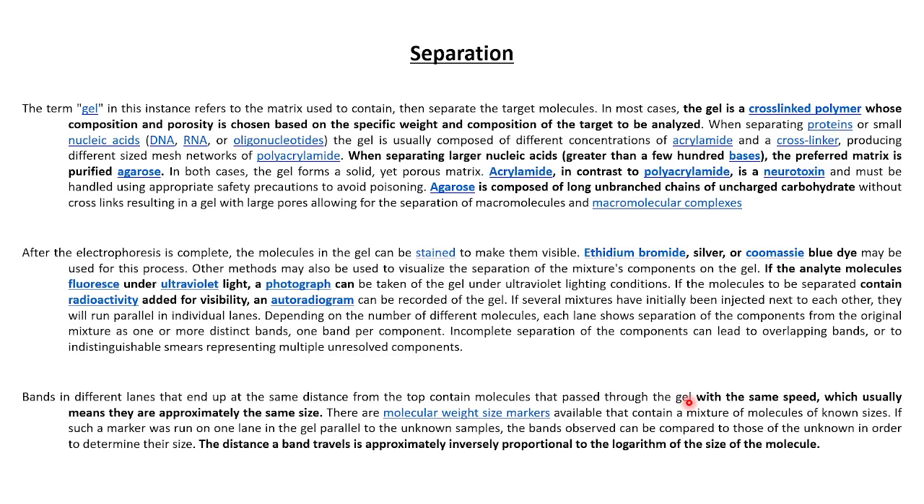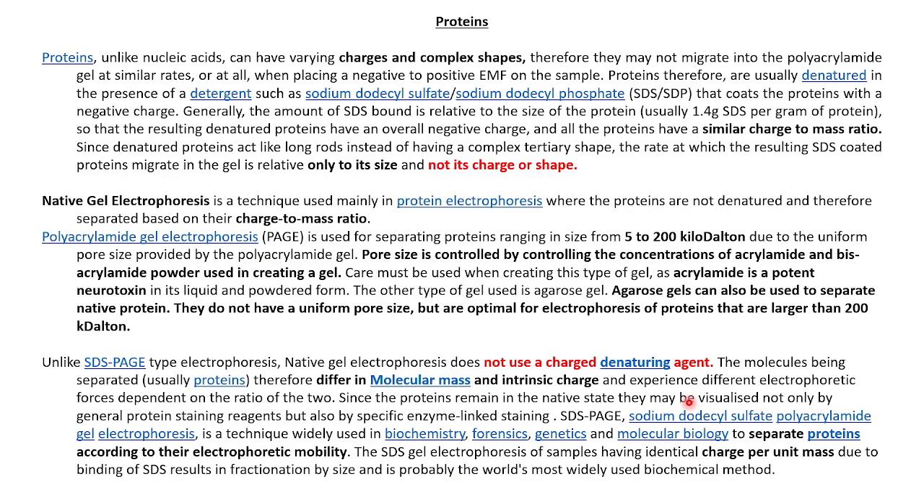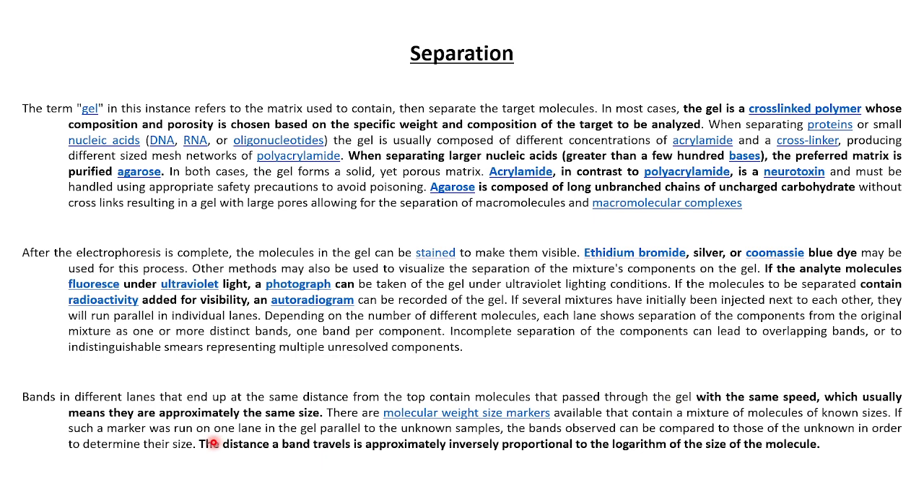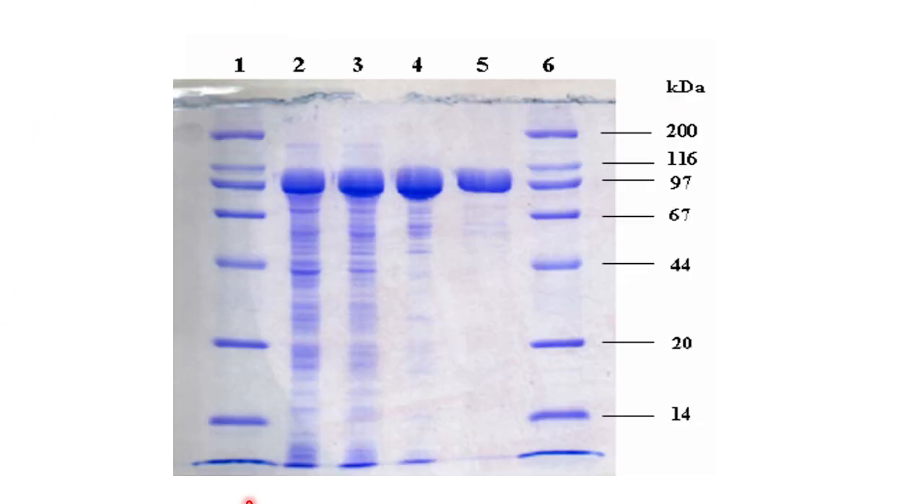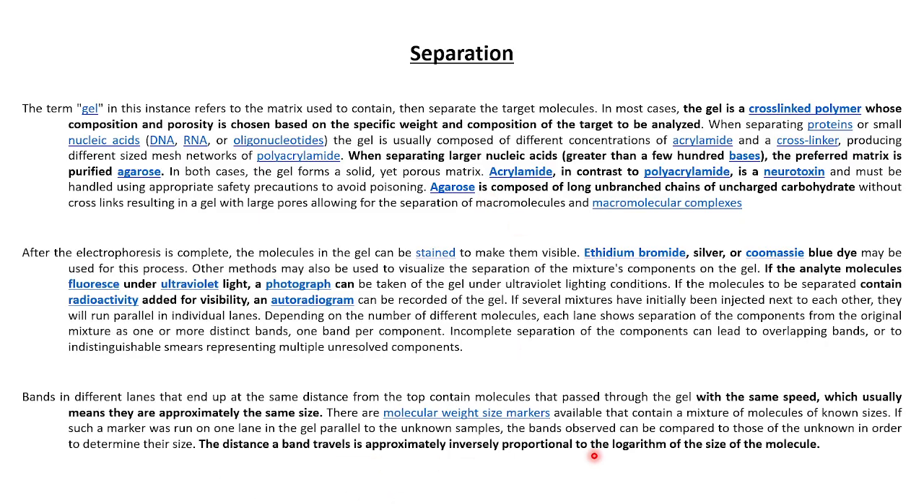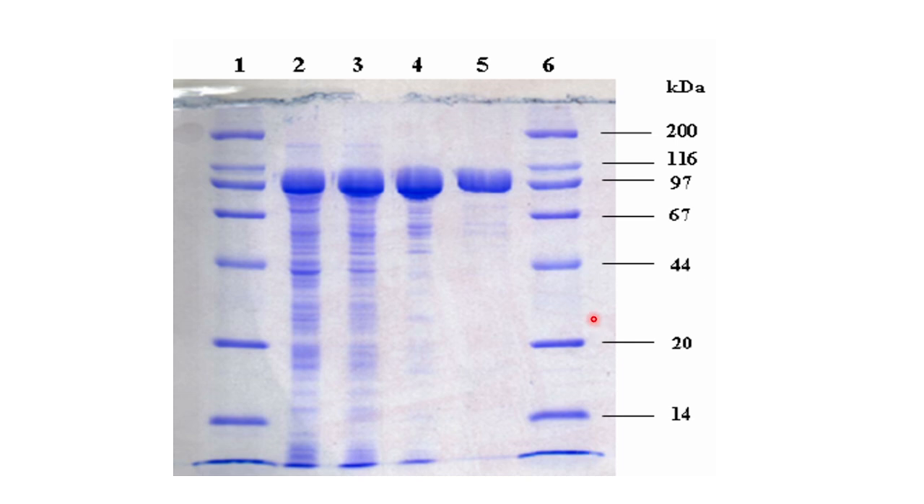Now, the distance a band travels is approximately inversely proportional to the logarithm of the size of the molecule. This is very important. I do not have probably a slide on this, but this line is very important. You have a molecular weight marker running parallel to your protein of interest. For example, if I go over here, this is a molecular weight marker or a ladder, and this is the protein of your interest. Say it's over here. So what does it say? The distance a band travels is inversely proportional to the logarithm of the size of the molecule.